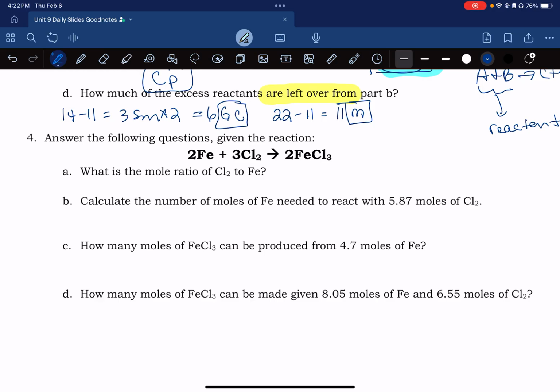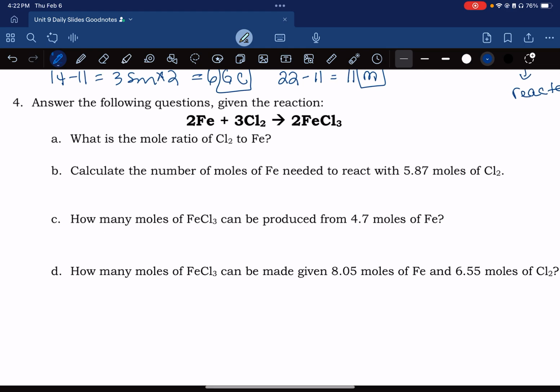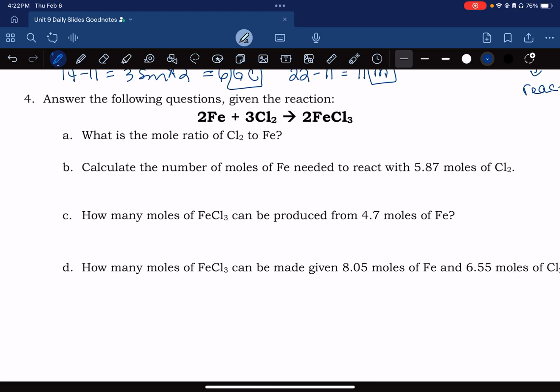But the important thing to think about for your exam is that the excess reactants are left over. You'll have leftovers. Okay, so here we go. Now we're kind of getting into the meat of things. Okay, answer the following questions given the reaction.